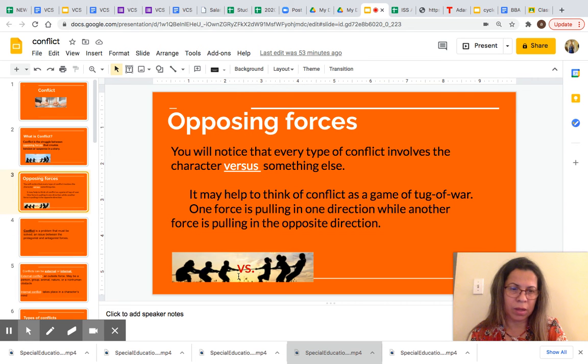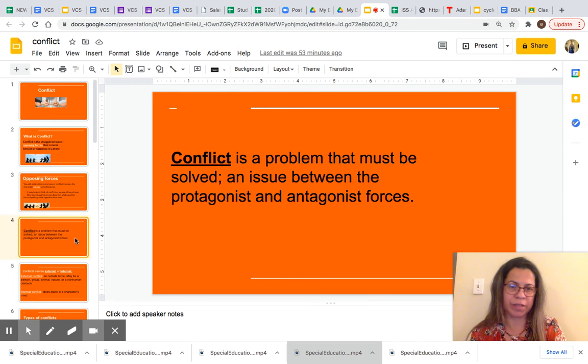Take a look at this image. Can you see it here? You have this group here of 3 people pulling in one direction. And on the other side, you have another group of people pulling in the opposite direction. So these are opposite forces. Conflict is a problem that must be solved, an issue between the protagonist and antagonist forces.